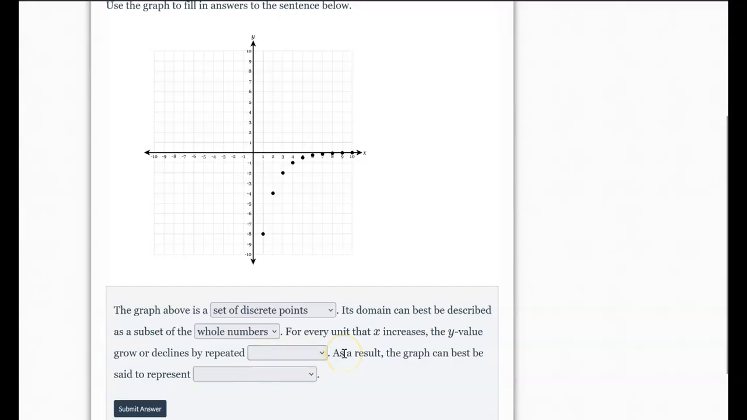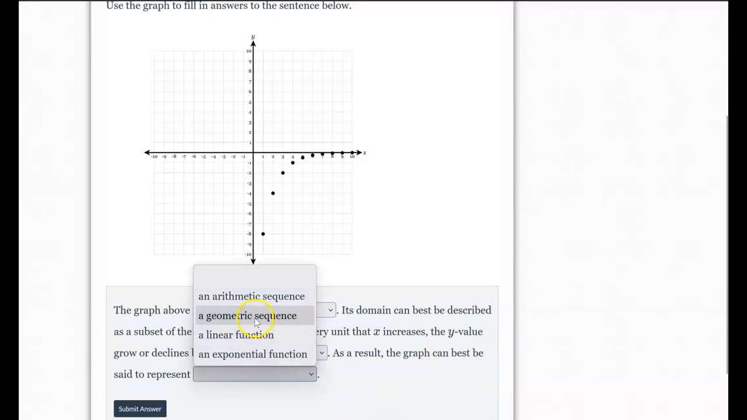All right, for every unit the x increases, the y grows or declines by this repeated process. You're going to be multiplying. Either you're dividing or multiplying here. So it's multiplication. And as a result, the graph could best be said to represent a geometric sequence.